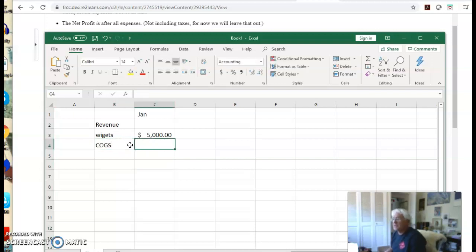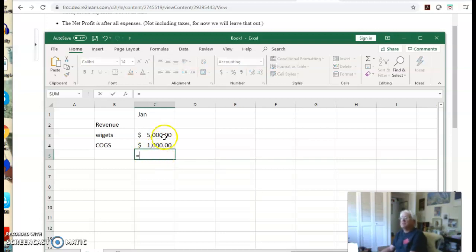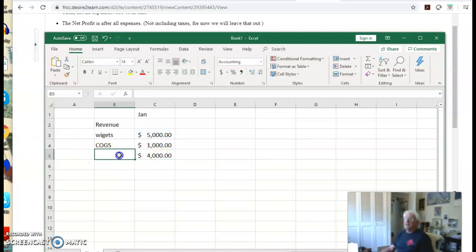Each one of those cost me, for the $5 that I sold them for, they cost me $1, so it's going to be $1,000. I could do a formula that says it was a percentage of that, but that's just as easy. And here I can subtract this number from that number, and there is, I'm going to call it GP. It's that simple. Check it out. I got January.